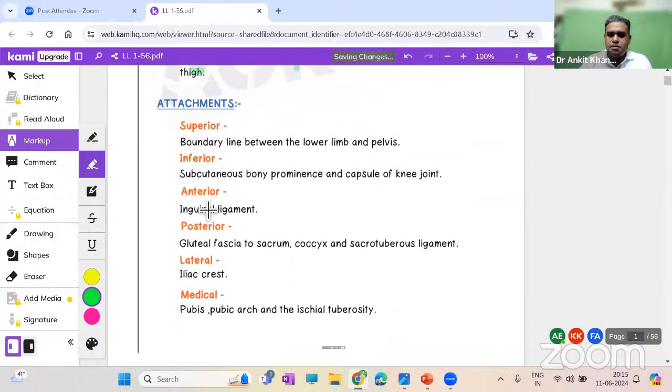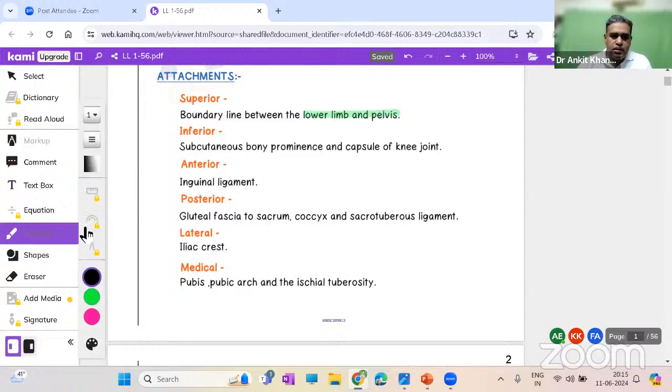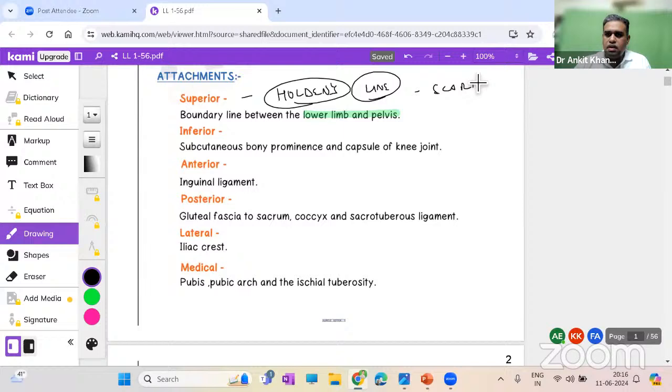Here are a few attachments given for the deep fascia or fascia lata. You can even take a screenshot of this, but understand that superiorly it is attached somewhere at the junction of the lower limb and pelvis. At that area, there is a line known as Holden's line, by which the deep fascia of the thigh, that is the fascia lata, is fused with Scarpa's fascia of the abdomen.